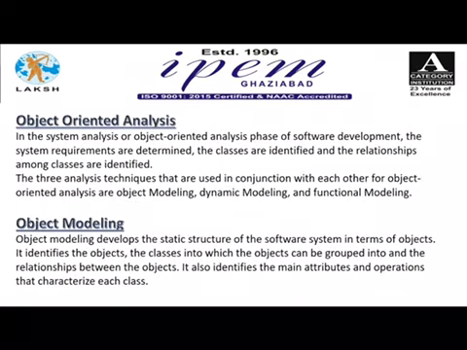There are three models defined in object-oriented analysis, which is the second topic: object modeling, dynamic modeling and functional modeling. First I will introduce object modeling. Object modeling develops the static structure of the software system in terms of objects. It identifies the objects, the classes into which the objects can be grouped, and the relationships between the objects.